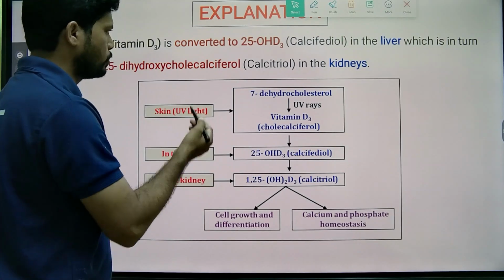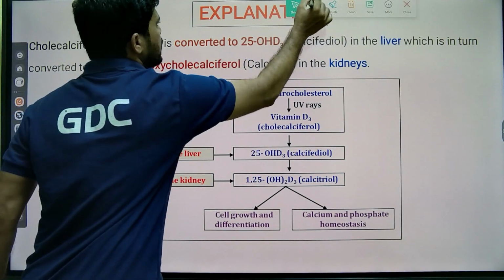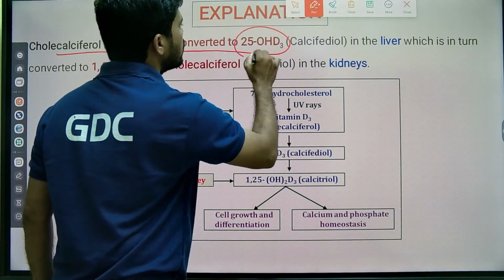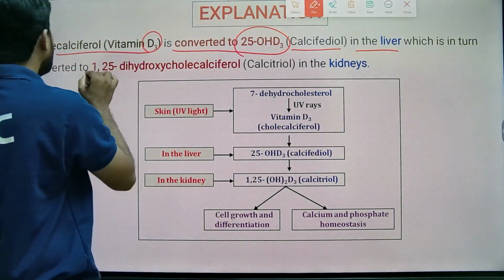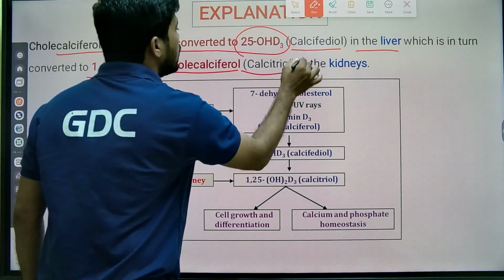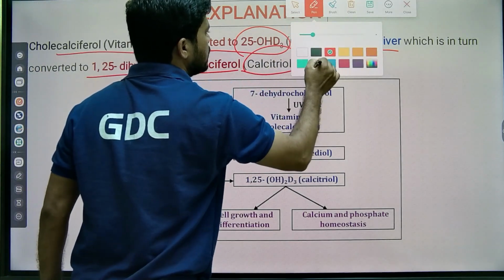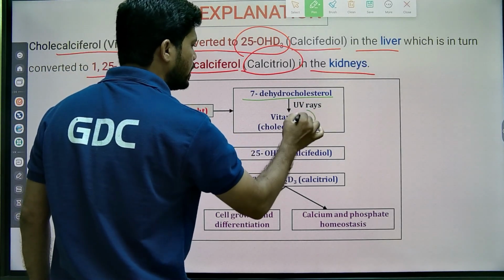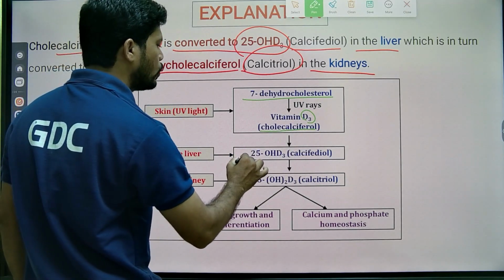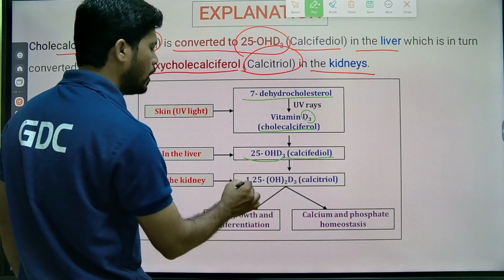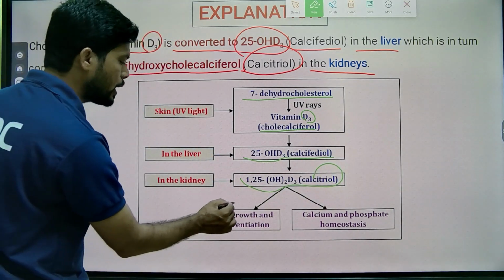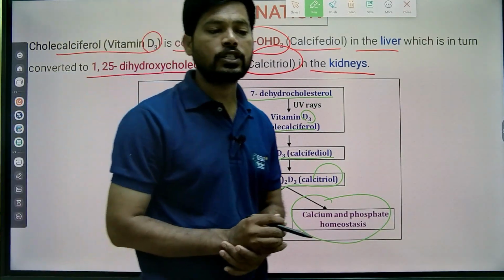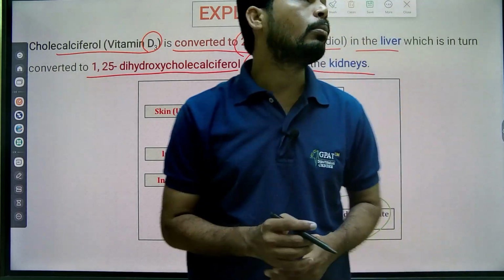The same previous question was also uploaded in the previous slide in this session itself. So let's see the explanation. Cholecalciferol, vitamin D3, is converted to 25-hydroxyvitamin D3 in the liver, which is in turn converted to 1,25 dihydroxycholecalciferol, calcitriol, in the kidneys. When the skin is exposed to sunlight, 7-dehydrocholesterol converts to vitamin D3, that is cholecalciferol. That converts to 25-hydroxy D3 and then 1,25 dihydroxy D3, calcitriol. Calcitriol helps in cell growth, differentiation and division, and regulates calcium and phosphate metabolism in the body.